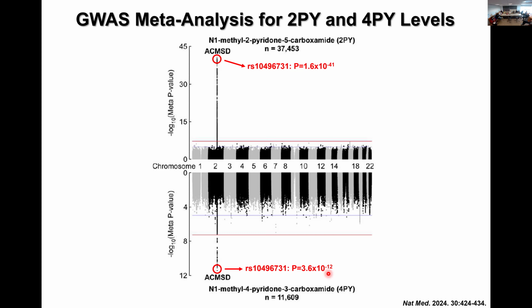So this SNP that's on chromosome 2, we've labeled the nearest gene as ACMSD. There's multiple genes in there, but this SNP is pretty close to ACMSD. So that was our first candidate. What is this gene ACMSD? What is this genetic variant doing to ACMSD? And how does that translate to an association with these metabolites?